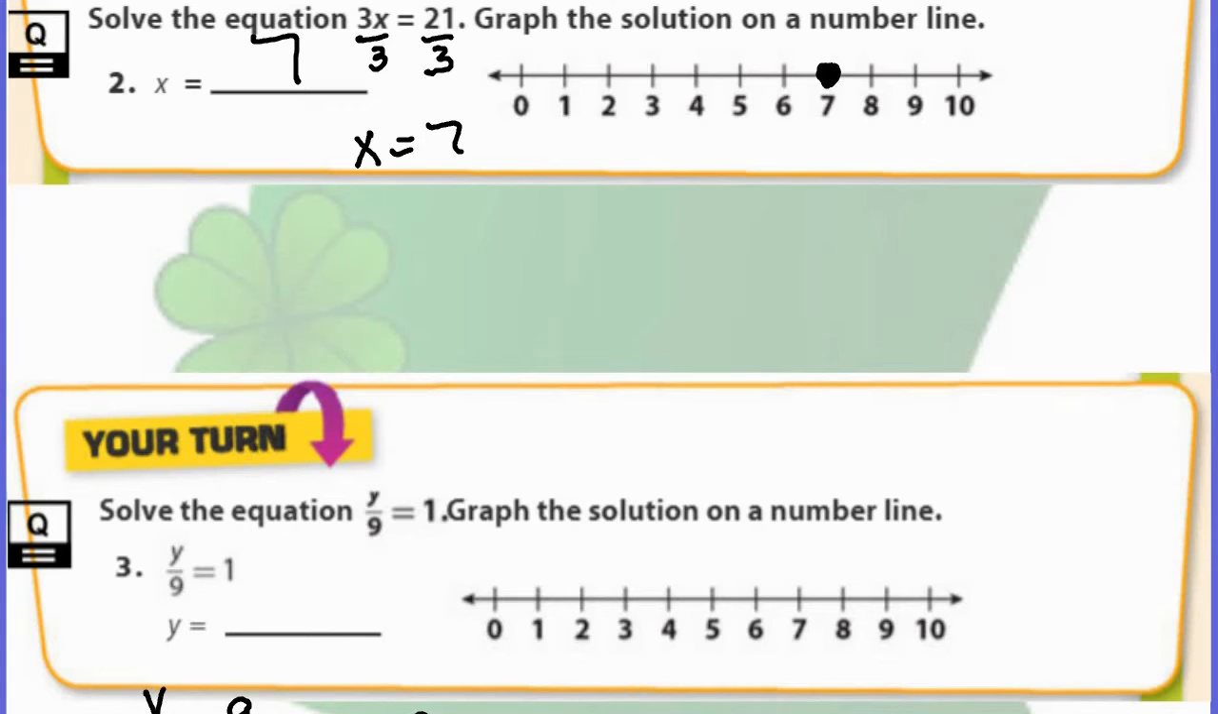I know I'm running out of space here. These two 9s are both divisible by 9. So 9 divided by 9 is 1. 9 divided by 9 is 1. y times 1 is y. 1 times 1 is 1. So y divided by 1 is 9, which means y is equal to 9. Okay, and then here I would graph the 9 by plotting a dot on there.